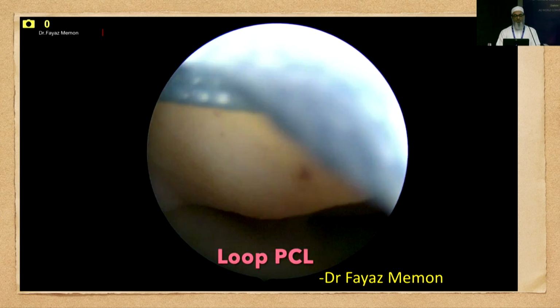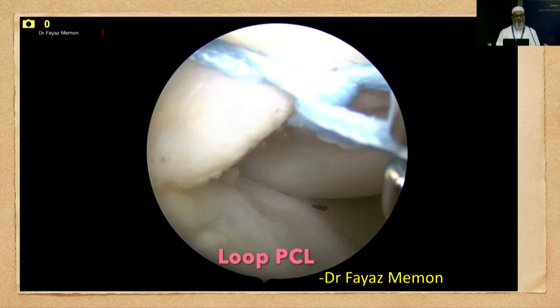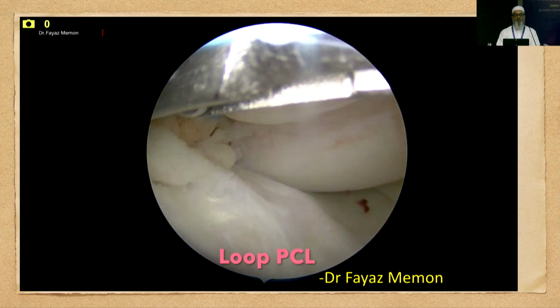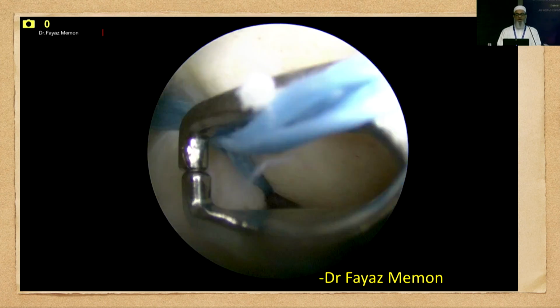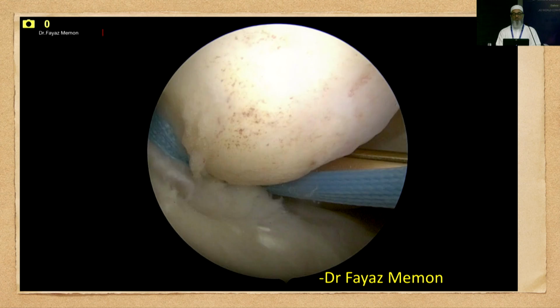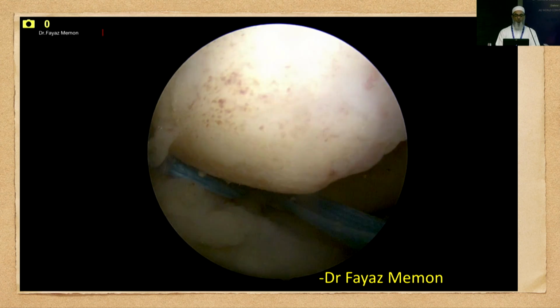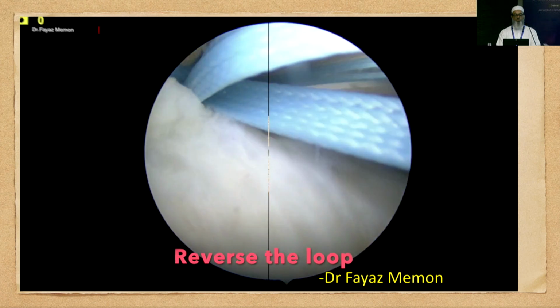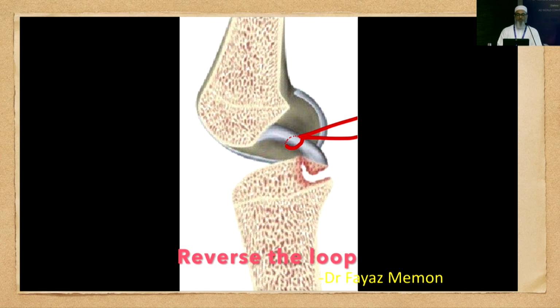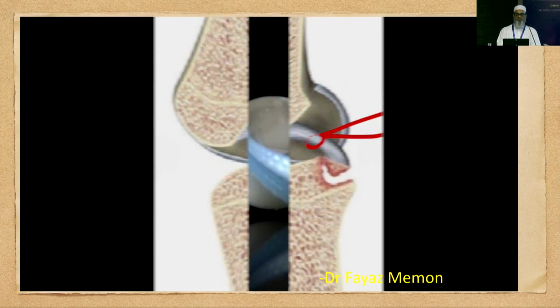Make the loop around the PCL with this fiber tape. Earlier we used to use the suture, now we use the fiber tape because it is thicker and better. I use 2 half hitches for the knot. Remember that the knot should neither be too tight nor too loose. Then flip the knot on the posterior aspect and keep the 2 limbs of the fiber tape in the posteromedial aspect, thereby reversing the loop.